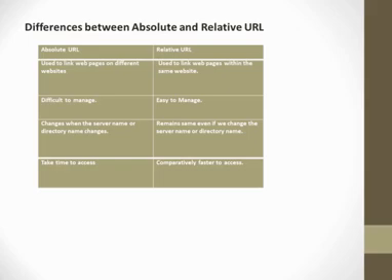And next, differences between absolute and relative URL. Absolute URL is used to link web pages on a different website. Relative URL is used to link a web page within the same website. Absolute URL will be difficult to manage. Relative URL is easy to manage. Absolute URL changes when the server name or directory name changes, and relative URL remains the same even if we change the server name or directory name. And in the absolute URL, it takes some time to access, but relative URL is comparatively faster when compared to the absolute URL.